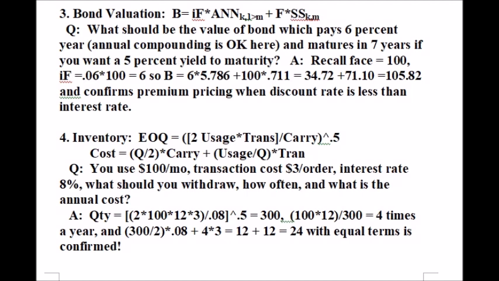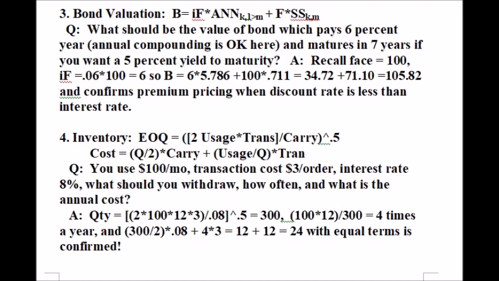So we take that 6% interest payment, but at a 5% discount rate, it pays more than what we want, and that factor is 5.786. And then we take the single sum, also again at 5%, at factor 0.711. Well, it's 34 plus 71, we get 105.8 and some change. And notice, again, it trades at a premium.